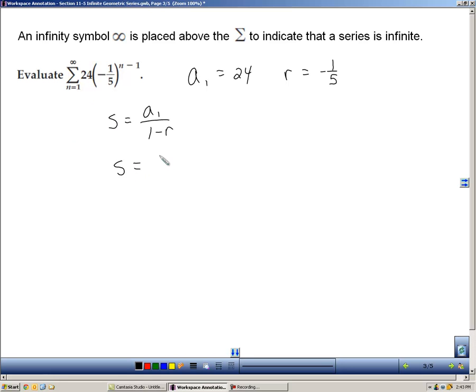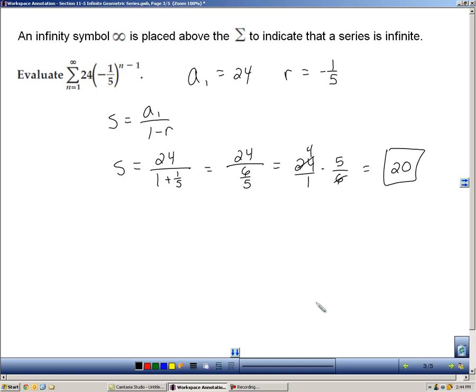So the sum of 24 over 1 minus -1/5 makes that 24 over 6/5, which makes that 24 times the reciprocal of 6/5, which is 5/6. 6 goes into 24 4 times, so we end up with 20. So the sum of this infinite series is 20.